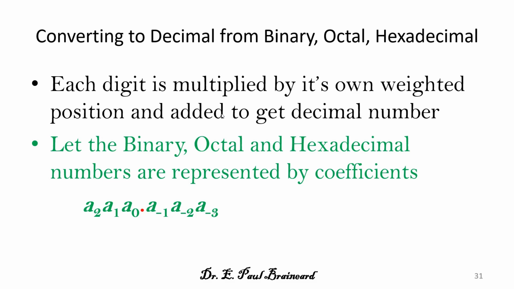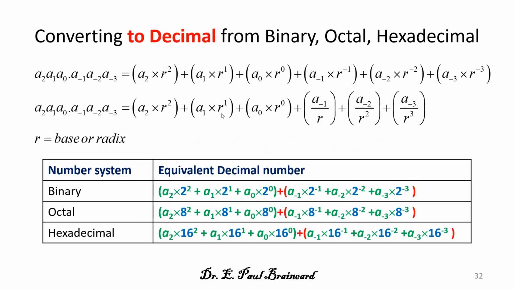Let the binary, octal and hexadecimal numbers be represented by coefficients a2, a1, a0, dot a minus 1, a minus 2, a minus 3, etc. The coefficients represent that of source number system. There is one important thing you have to remember. The coefficients here represent that of source number system. For example, if we are converting from binary to decimal, then coefficients are from binary number system.